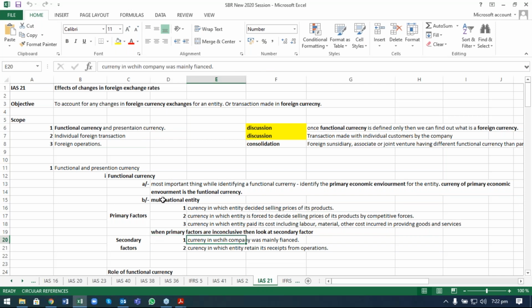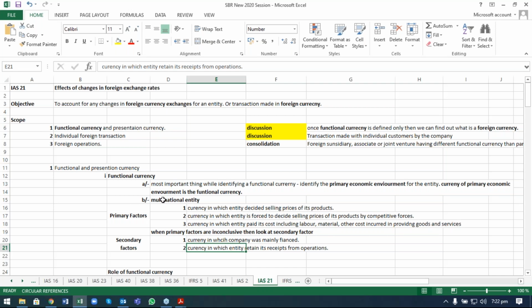The first secondary factor is the currency in which the company has been mainly financed, in which currency the company received the finance, including both loan and share capital. Right? These are the two sources of finance for the company. If you're not able to identify, for example, the company has obtained suppose 3 loans: one in dollars, one in yen, and another in dinars, we cannot identify which one is the most important factor in which the company has actually received the finance. The next secondary factor is the currency in which the entity retains its receipts from the operations. Right?